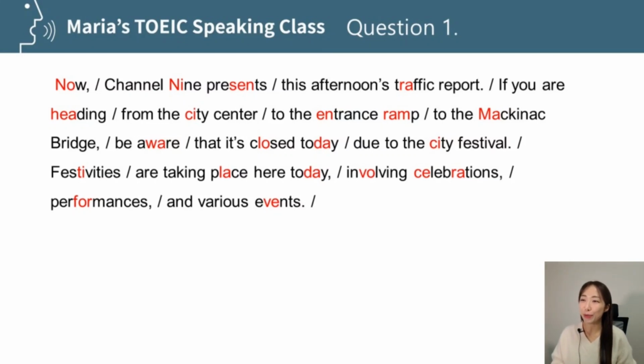Now, Channel 9 presents this afternoon's traffic report. If you're heading from the city center to the entrance ramp to the McKnight Bridge, be aware that it's closed today due to the city festival. Festivities are taking place here today involving celebrations, performances, and various events.